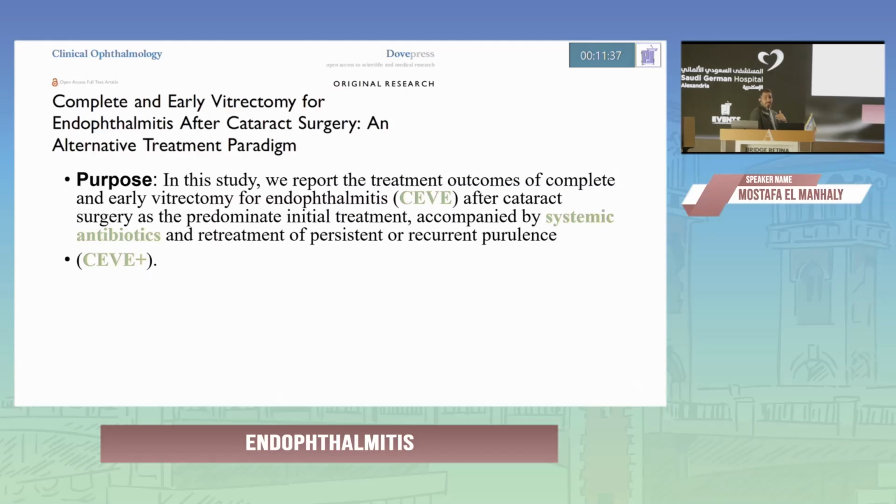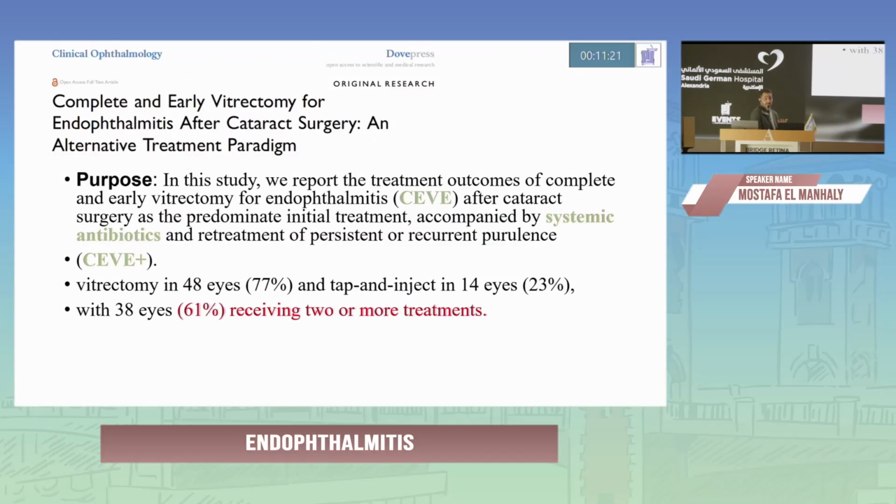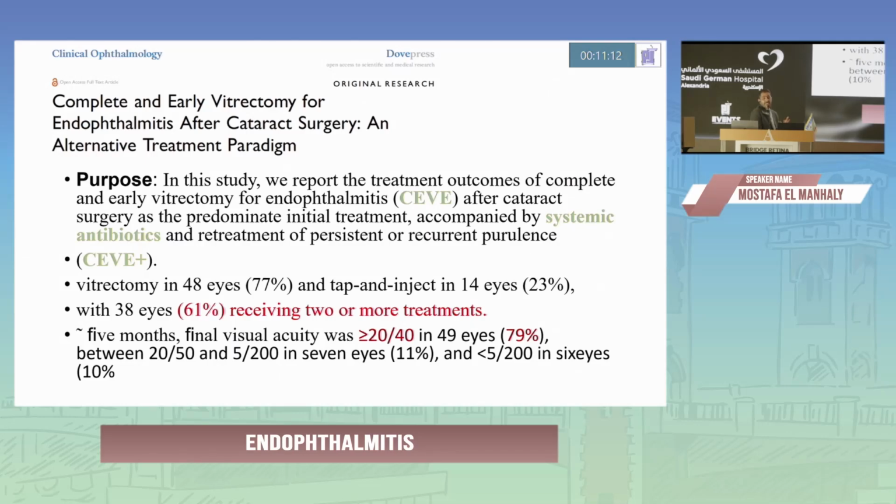And they even asked for adding more vitrectomies if you have a persistent or a recurrent media opacity during the follow-up period of those patients. They recruited around 62 patients. 77% were treated with complete early vitrectomy and 23% with injection. 61% of those patients in the two groups received more than one treatment, whether vitrectomy or injections. And in this study, the rate of achieving more than 6/12 was higher than the endophthalmitis vitrectomy study, reaching almost 80%.